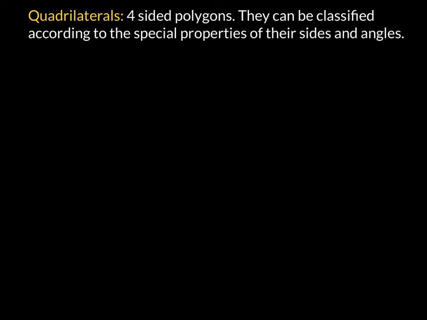So our first big main one is quadrilaterals. Those are four-sided polygons. They can be classified according to the special properties of their sides and angles.